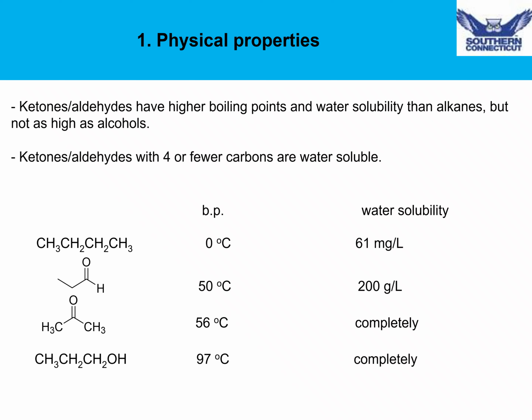Due to the dipole-dipole interactions of aldehydes and ketones, they tend to have higher boiling points and water solubility than alkanes, but not as high as alcohols. Here is a few examples. An alkane, in this case butane, has a boiling point of around 0, very low water solubility. An aldehyde and a ketone of similar molecular weight will have a higher boiling point, higher water solubility, and then an alcohol, in this case propanol, has a much higher boiling point and water solubility.